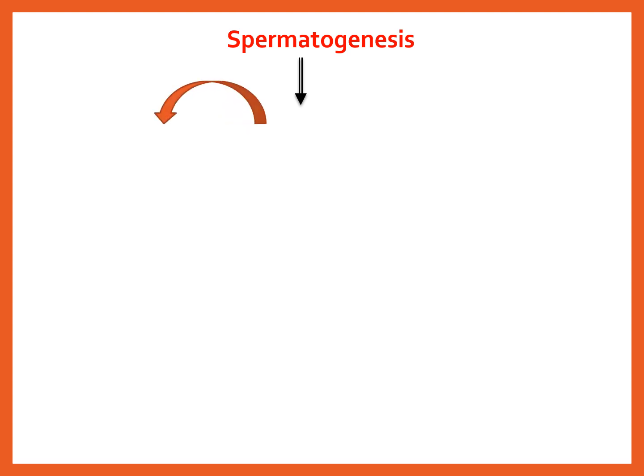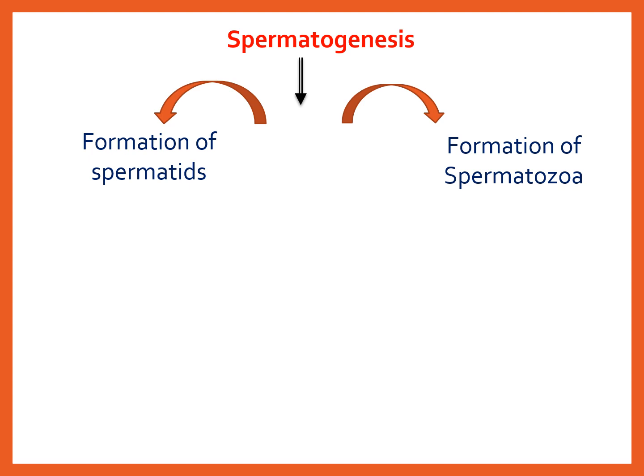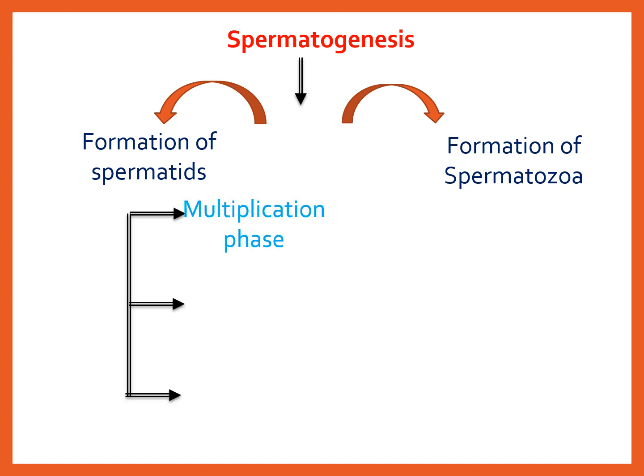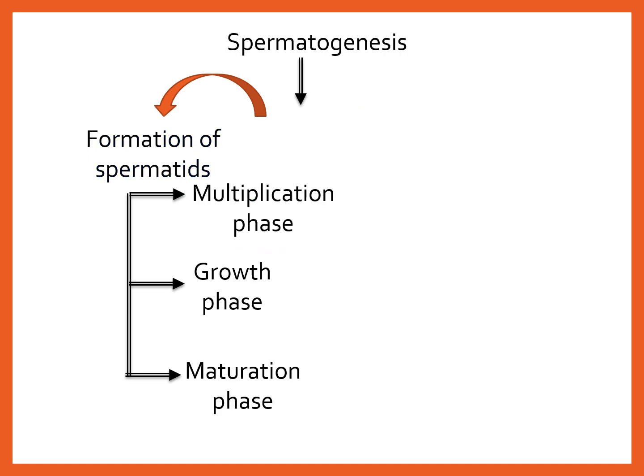Spermatogenesis can be divided into two parts. One, the formation of spermatids, and the second is the formation of spermatozoa. Spermatozoa is nothing but the sperm. The formation of spermatids can be divided into three phases: multiplication phase, growth phase, and maturation phase.